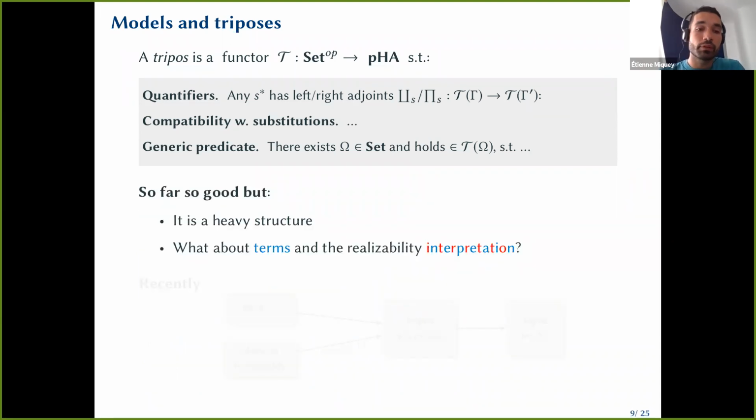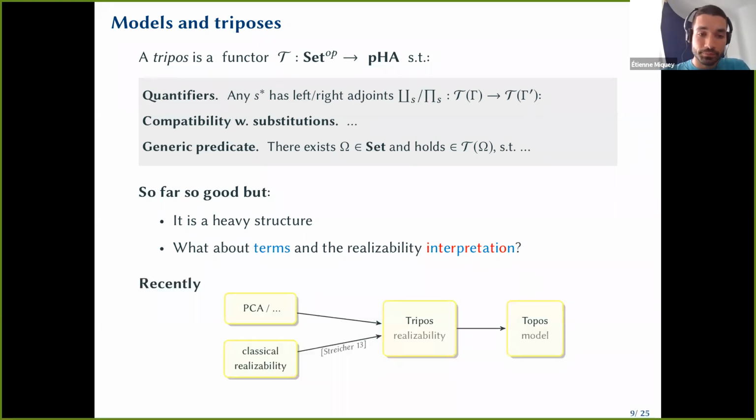So far so good, in the sense that we had something that was suitable to define models of higher order logic in the case of realizability interpretation, but it's kind of a heavy structure. And I hope it's clear that in the definition I gave you, there is nothing at all that reflects realizability, in the sense that there is nothing about terms or the computational system and nothing about the realizability interpretation.